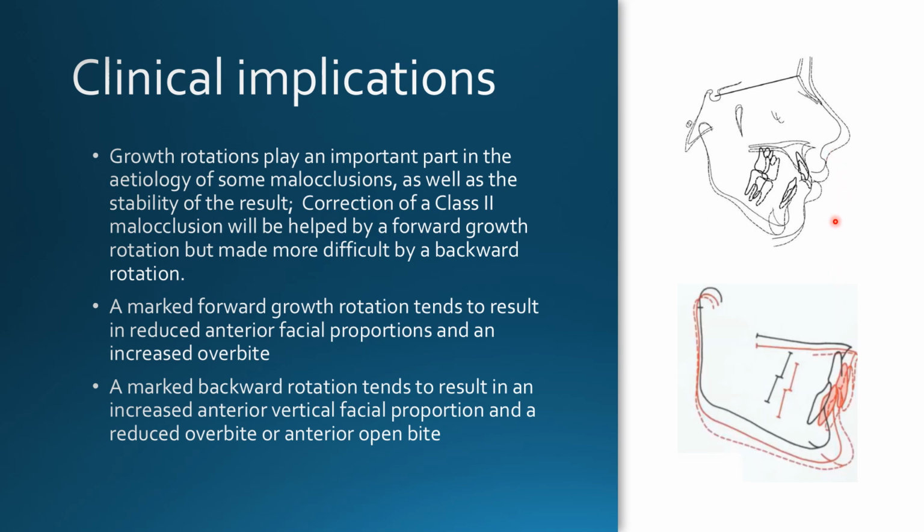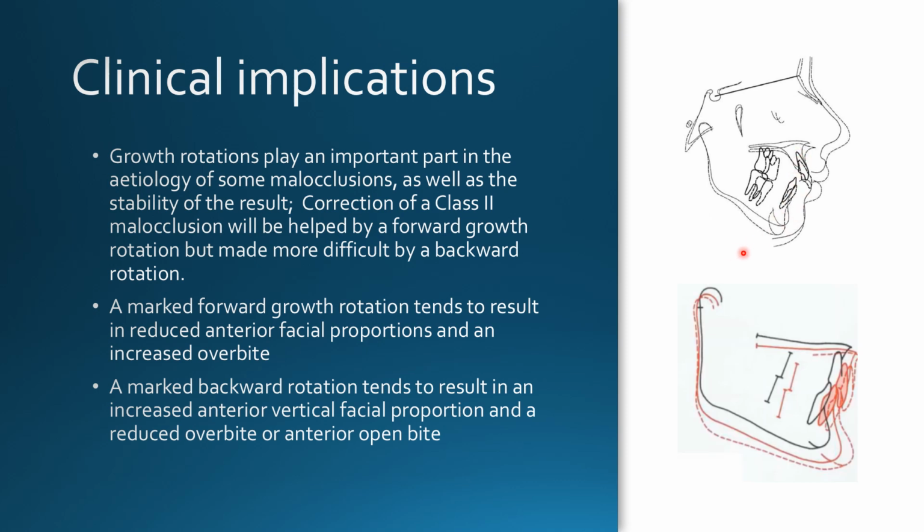While if the patient is a backward growth rotator, like this case, the backward rotation of the mandible will increase the lower facial height, and will also give me a tendency towards an open bite. The mandible is growing back and away from the maxilla and downward. Also, because it's growing back and downward, it will give me more tendency towards a class 2.